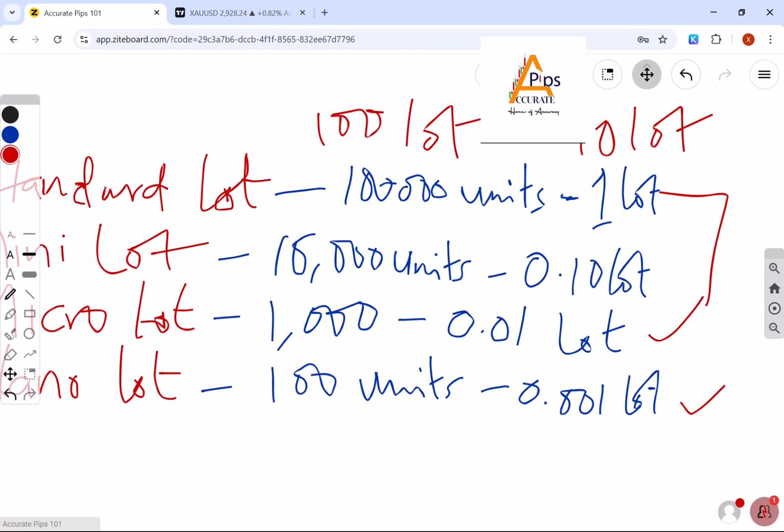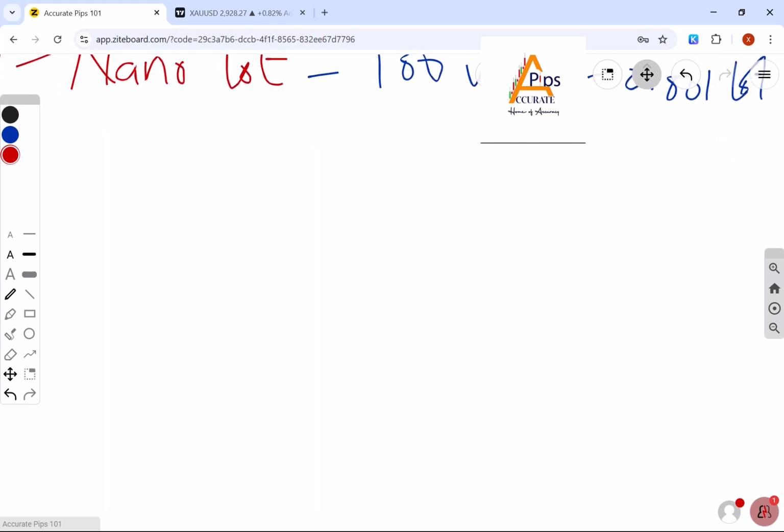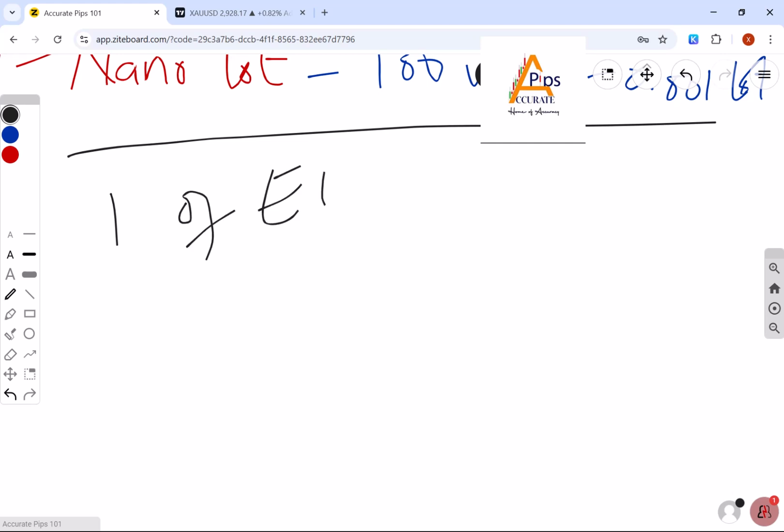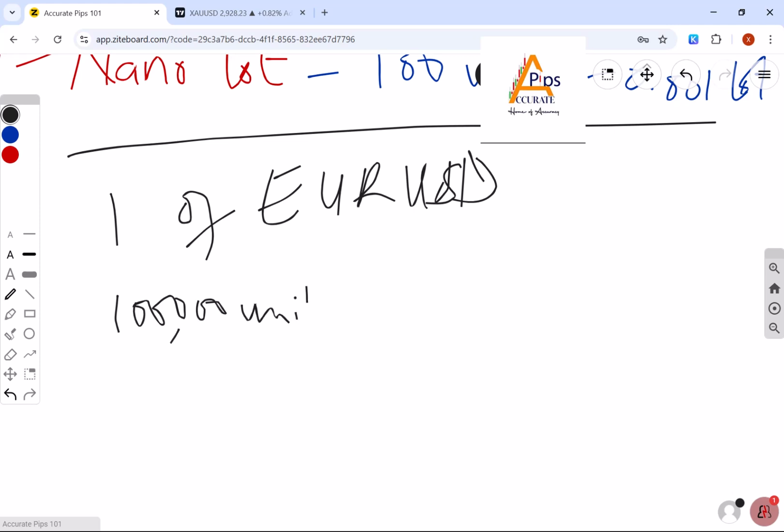For instance, let me just set a quick example for you. Let's say we are buying one standard lot of euro USD. What we are saying is that we are buying 100,000 units of euros. Okay, that is all we are saying. Now we are buying 100,000 units of what? Euros. And the lot size that you use is 1.